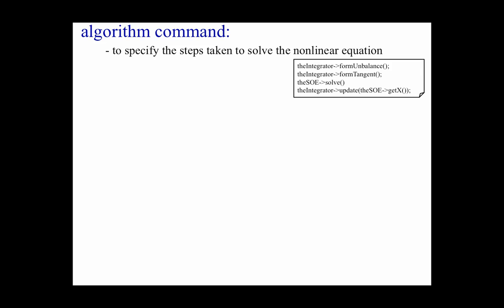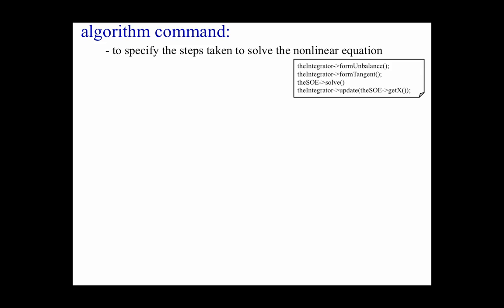We're going to tell the integrator to form the imbalance. We're going to tell the integrator to form the tangent. We're going to solve that AX equals B. And then we're going to tell the integrator to update the nodal displacements based on what the x vector is in the system of equation. Okay? So that's the linear solution algorithm. That's what it does, and that's what the code looks like in OpenSees. That's the advantage of this modular design, is how simple we can actually make the linear solution algorithm.